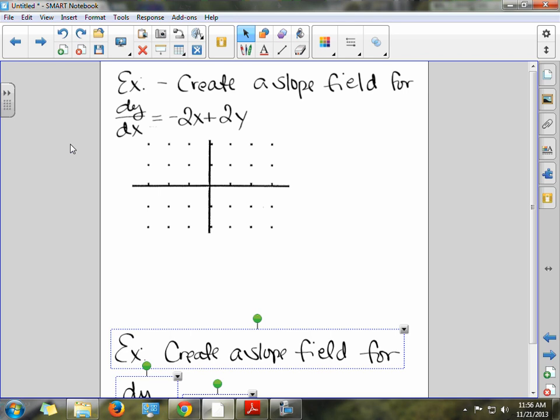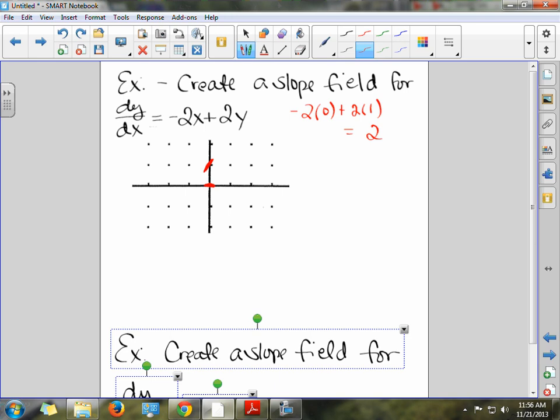So I'm just going to start here at 0, 0. If I plug in 0, 0 for x and y, my dy/dx is going to be equal to 0, so I'm just going to have a horizontal line there. Here, this is the point 0, 1. So I'm going to plug in 0 for x and 1 for y. Negative 2 times 0 plus 2 times 1 is equal to 2. And so I'm going to just draw a slope of about 2. It's always going to be really approximate. And then I'm just going to continue to fill in.